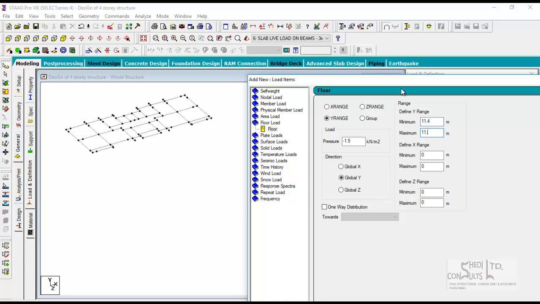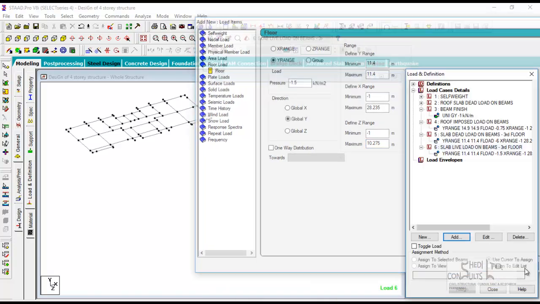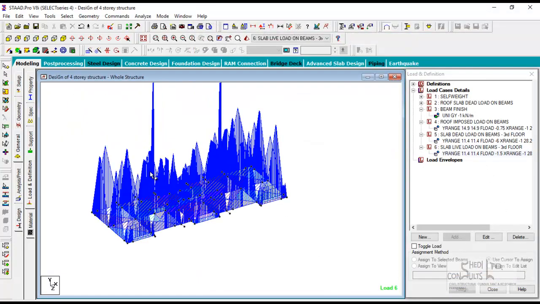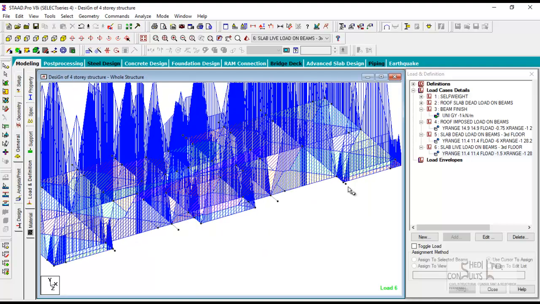11.4. So -1, 10.2. If you don't create this correctly, you're going to have problems. Once you try to add the load, it will not generate the floor load. So you must make sure you define the regions correctly.